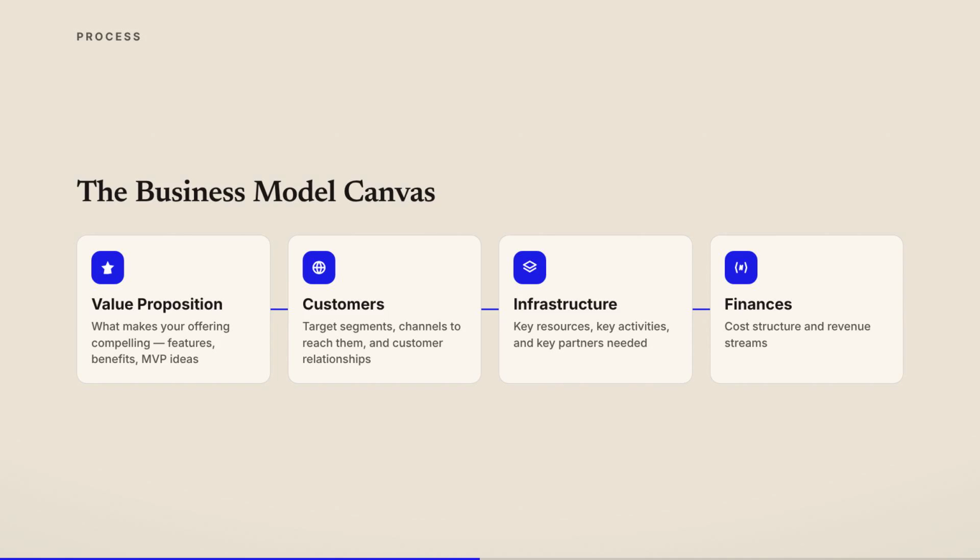From there, the canvas covers 3 areas. Customers, your target segments, channels to reach them, and relationships you'll build. Infrastructure, the key resources, activities, and partners you need. And finances, your cost structure and revenue streams. The canvas forces you to make your assumptions explicit. Every box is a hypothesis waiting to be tested.